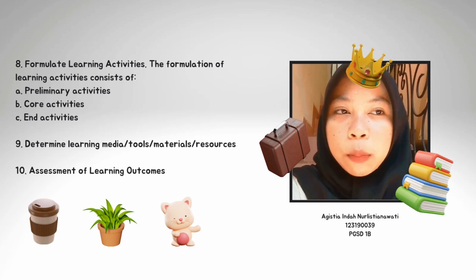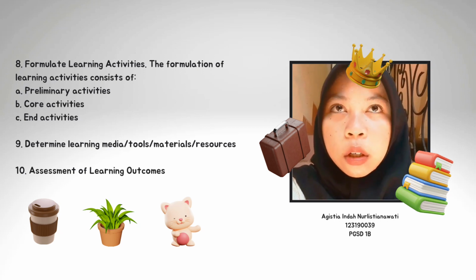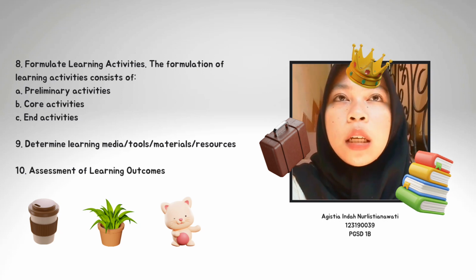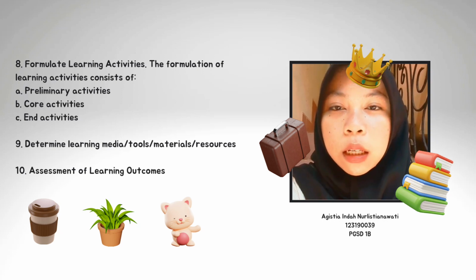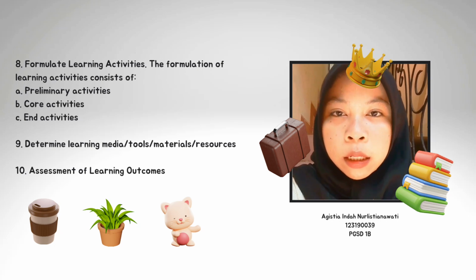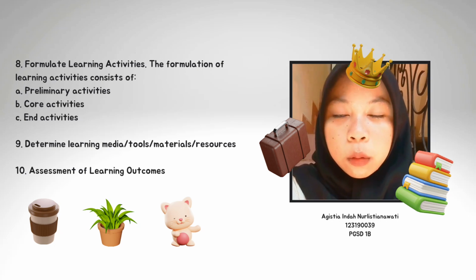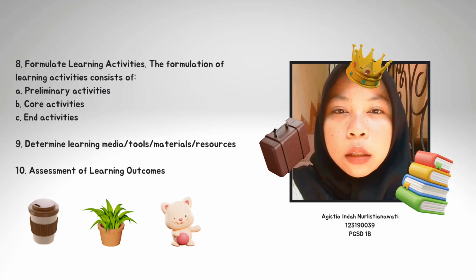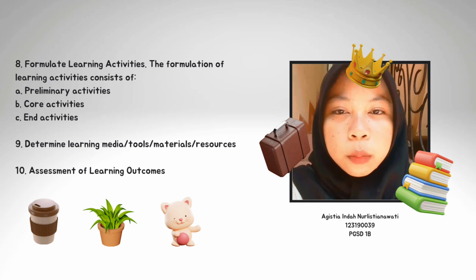Number 9, determine learning media or tools or materials or resources. Determination of learning resources is based on competency standards and basic competencies, as well as teaching materials, learning activities, and indicators of competency achievement. Number 10, assessment of learning outcomes. Procedures and instruments for assessing learning processes and outcomes are adjusted to indicators of competency achievement and refer to assessment standards.